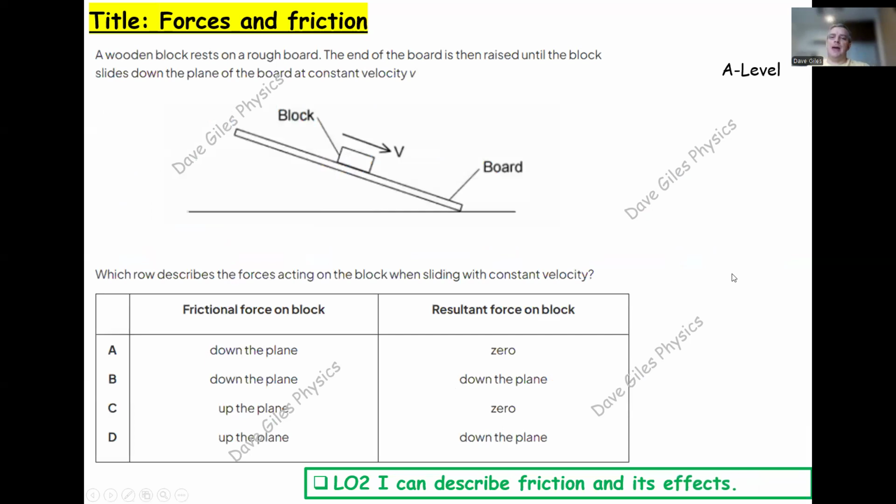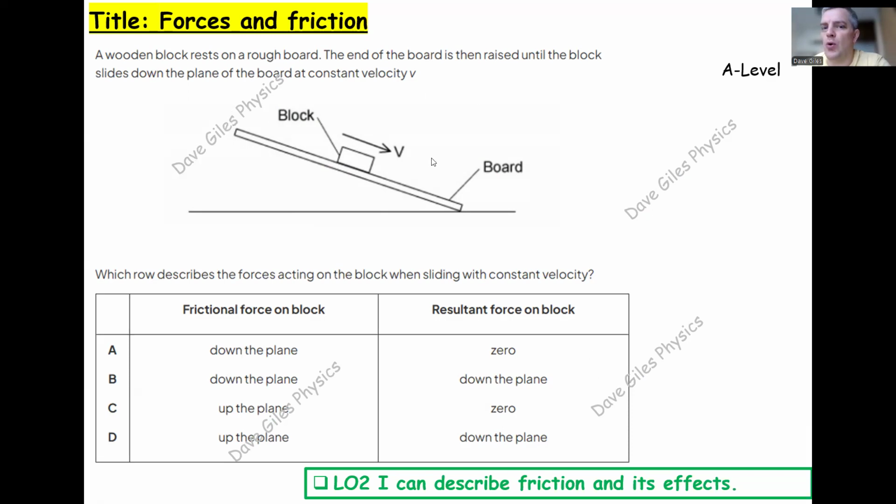And now this is a past A-level paper question. A wooden block rests on a rough board. The end of the board is then raised until the block slides down the plane of the board at constant velocity v. So constant velocity, straight away, I know there's going to be no resultant force. So friction must equal the weight. Which row describes the forces acting on the block when sliding with a constant velocity?